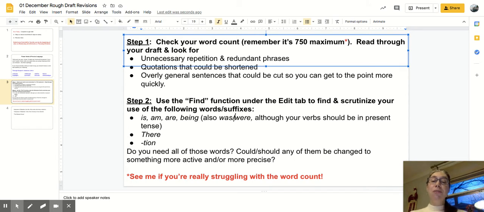So first, I want you to read through your draft and look for unnecessary repetition and redundant phrases, quotations that could be shortened, and overly general sentences that could be cut so you can get to the point more quickly.